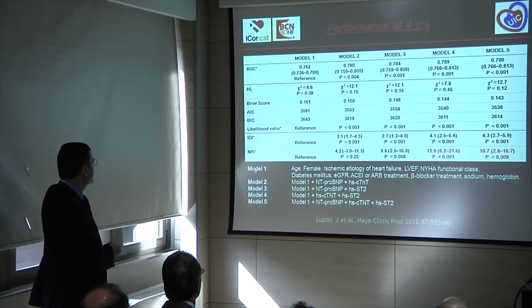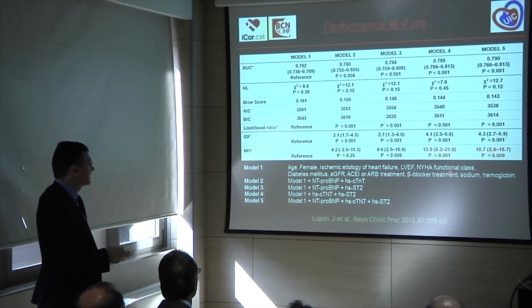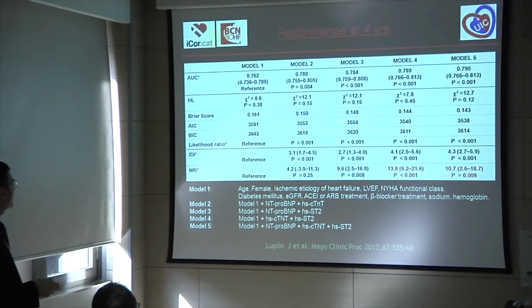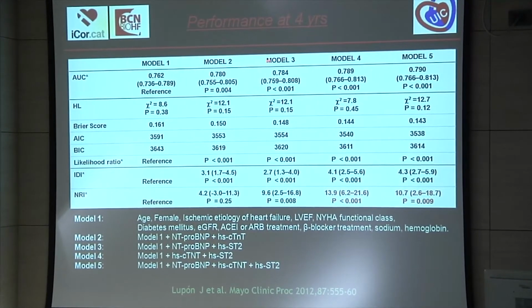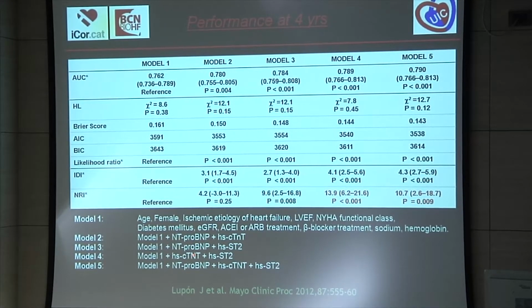Model 1 is the clinical model with the 11 variables here. This is going to be our reference model, okay? And then we have models 2, 3, 4, and 5. Model 2, we combine NT-proBNP and troponin T. Reclassification 4.2%. Model 3, NT-proBNP and ST2, almost 10%. Model 4, troponin T and ST2, 14%. Very interesting.